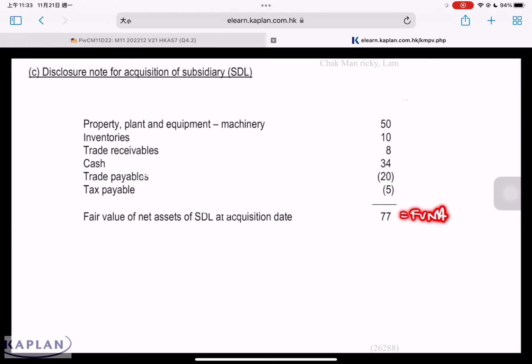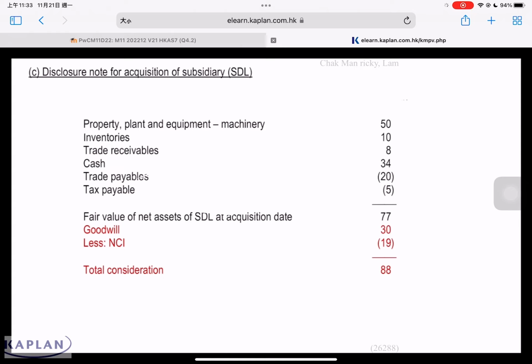This is the fair value assets of SDR at the acquisition date. On top of that, we must consider the goodwill. The goodwill based on the question is equals to 30 less the NCI 19. 77 plus 30 minus 19 equals to 88. This 88 represents the total considerations for the 80% of the parent.